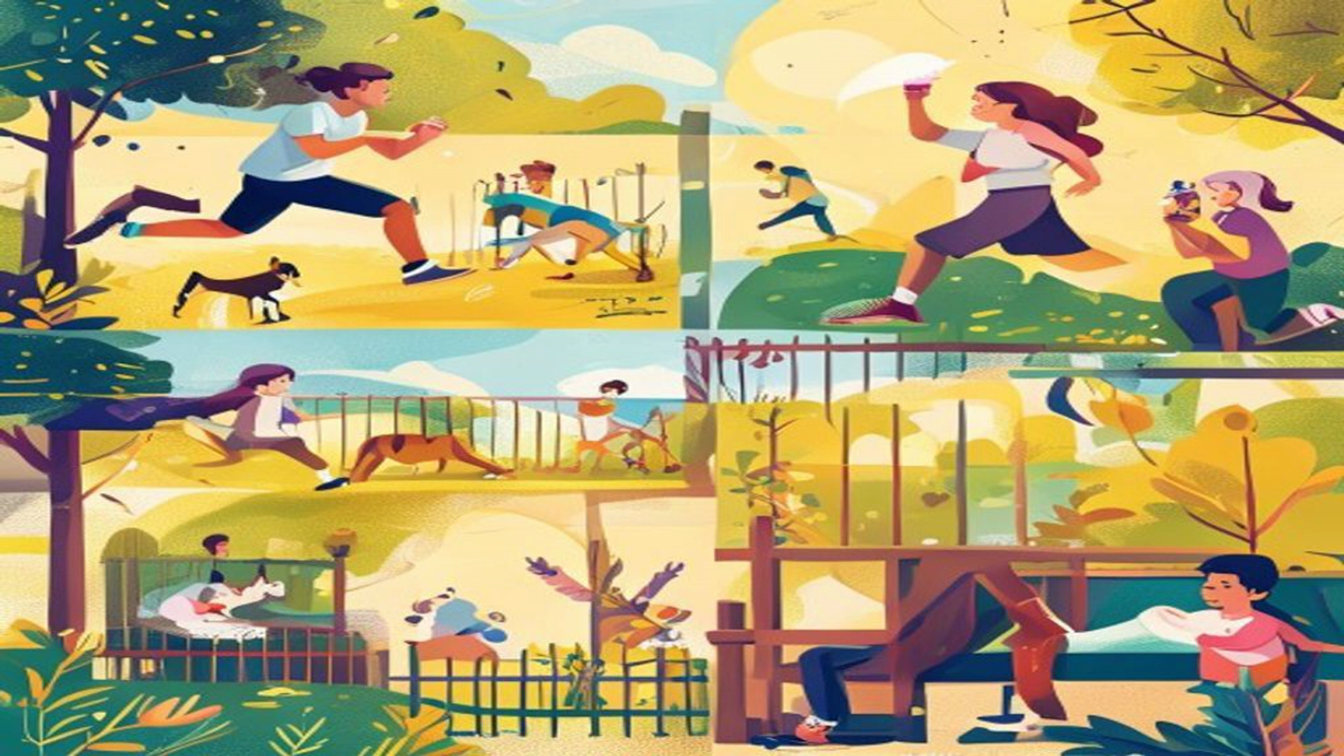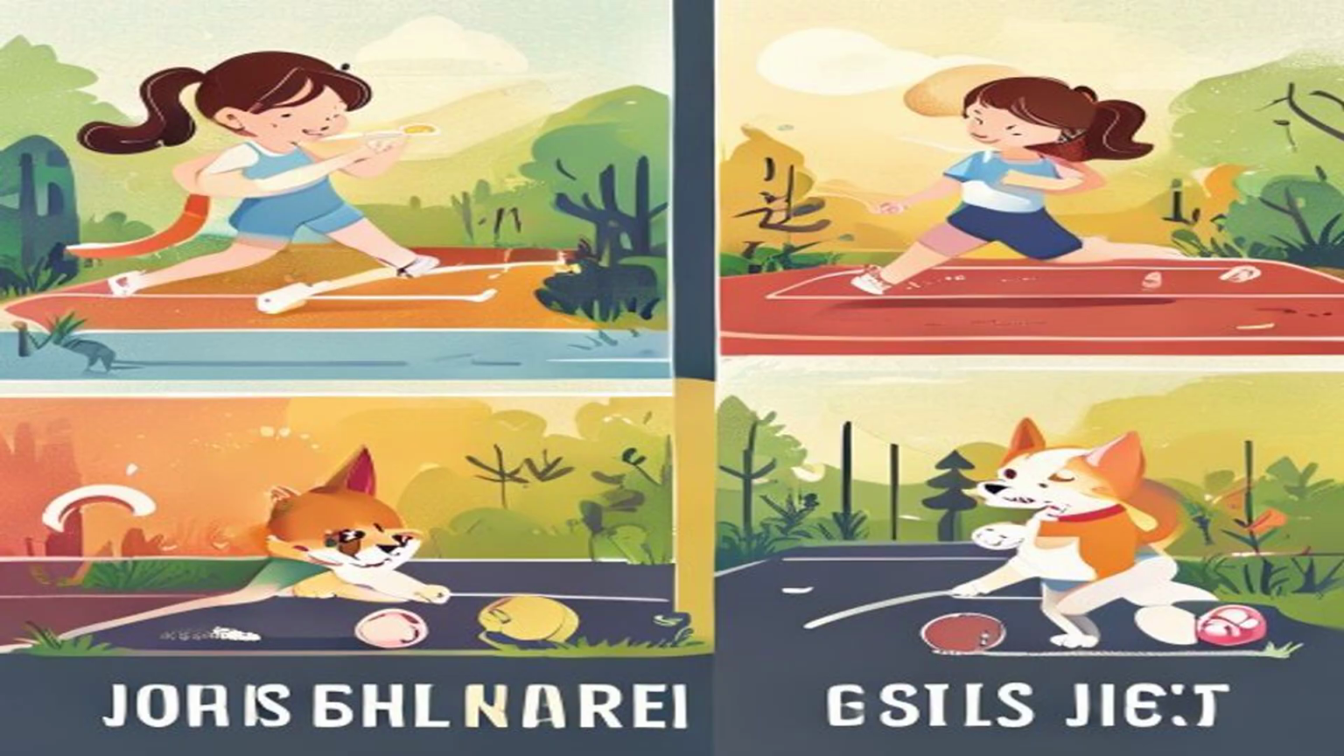Great. Now let's put nouns and verbs together to make simple sentences. The most basic sentence needs two things: a subject and a verb. The subject tells us who or what is doing the action. The verb tells us what action they're doing. Let's look at some examples.